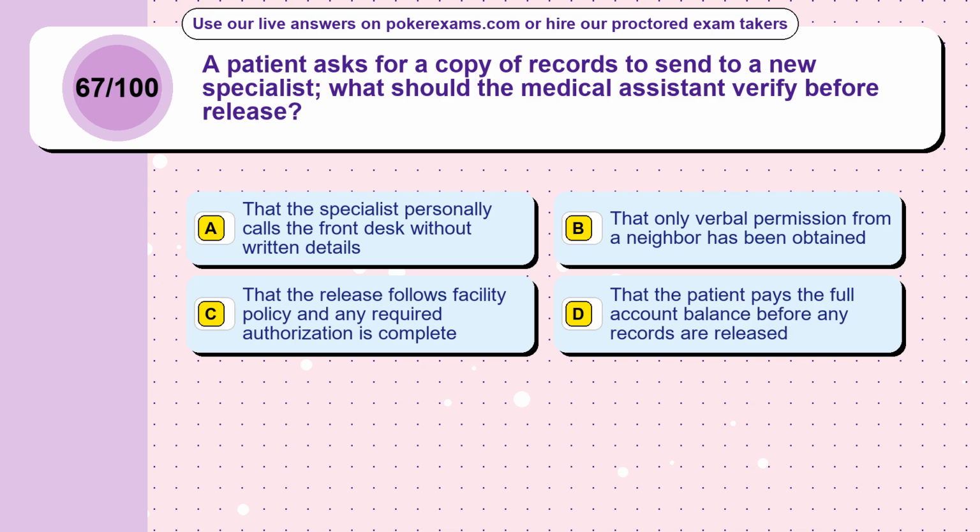Question 67. A patient asks for a copy of records to send to a new specialist. What should the medical assistant verify before release? Option A. That the specialist personally calls the front desk without written details. Option B.